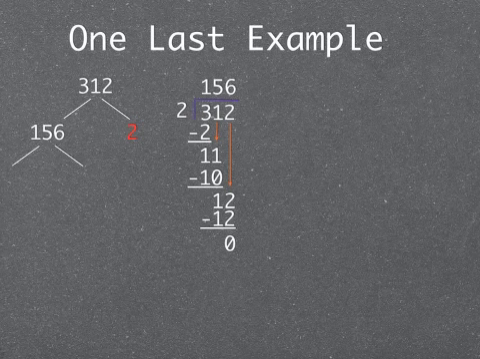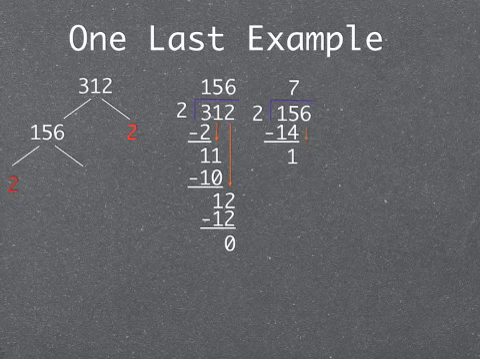So again, since 156 ends in 6, I know that 2 is a factor because it ends in 0, 2, 4, 6, or 8. So again, I need to use long division to find the factor pair. 2 can't go into 1 because it's too big, but 2 goes into 15 7 times. And 7 times 2 is 14. Gives me a remainder of 1, bring down the 6. 2 goes into 16 8 times, giving me a remainder of 0. So my factor pair is 78.